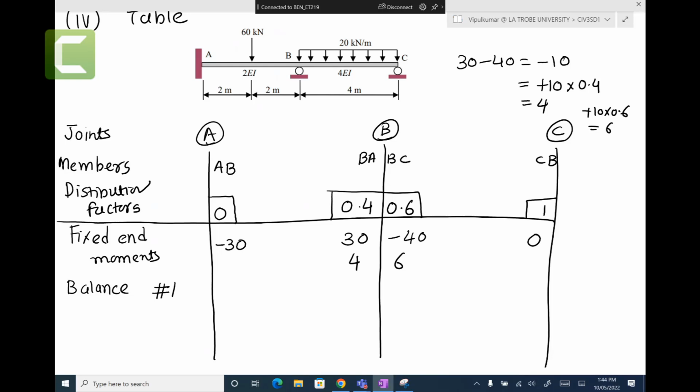So balance one, I think, by the way, you need to write the 4 and 6 just a little bit down here. 4 and 6 in front of that. And this one, minus 30 times 0, 0, 0 times 1 is 0.